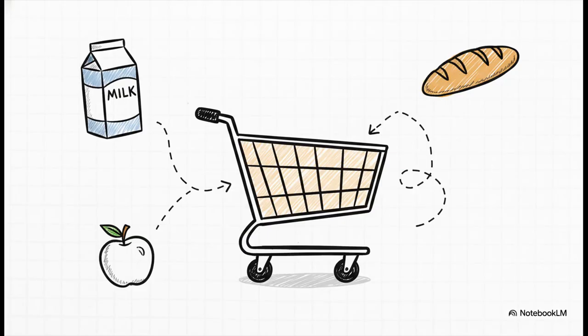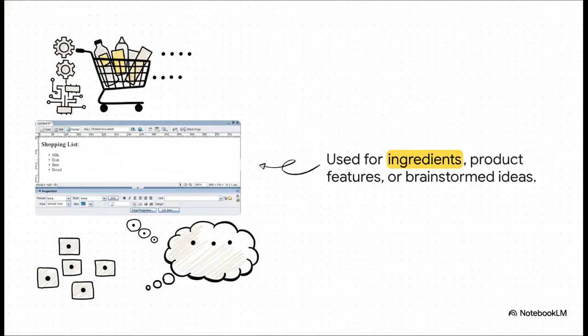The absolute easiest way to remember this one? Just think of it as the shopping list, right? It doesn't really matter if you grab the milk before the bread, so long as you get everything on the list by the time you leave. So, anytime you see those little bullet points next to ingredients in a recipe or product features or a bunch of brainstormed ideas, you're looking at an unordered list. The order isn't the point, the content is.